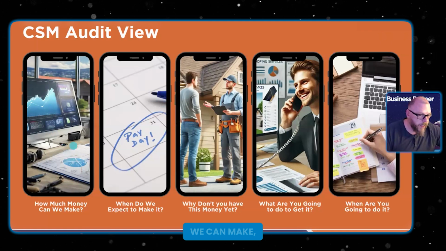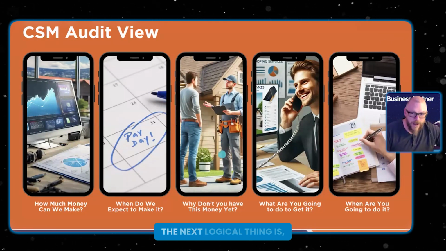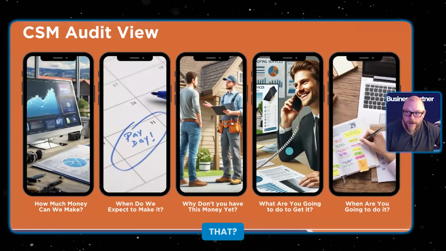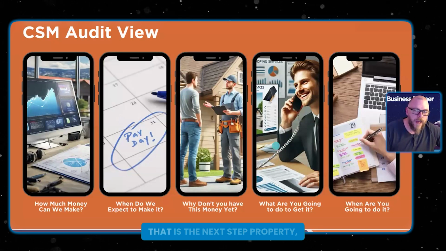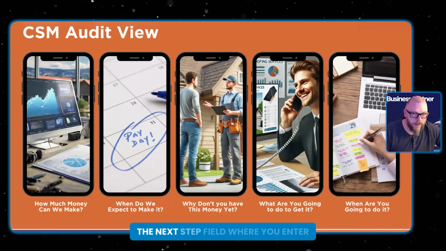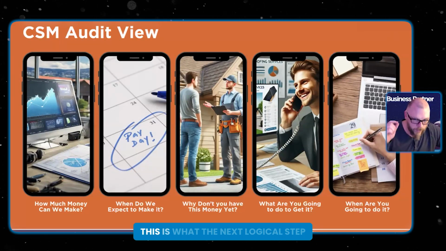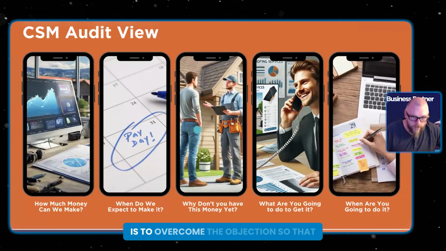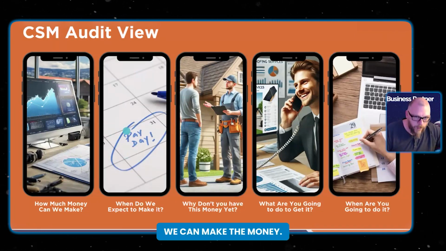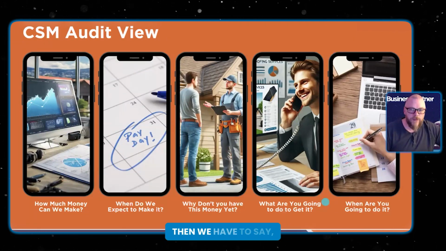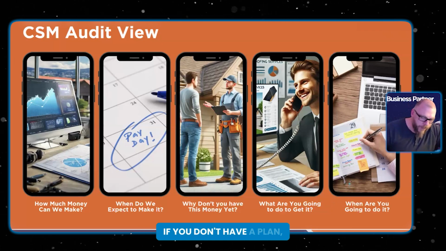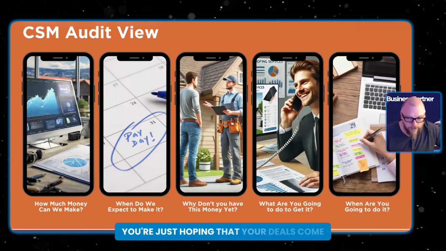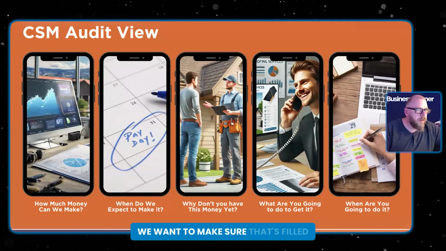Then, if we know how much money we can make, when we can make it, and why we don't have it, the next logical thing is, what are we going to do about that? Like, how are we going to overturn that objection? That is the next step property, the next step field where you enter in your next step. This is what the next logical step is to overcome the objection so that we can make the money when we plan to make it. Then we have to say, well, when are we going to do that? If you don't have a plan, you're on the hope plan. You're just hoping that your deals come through. We want to make sure that's filled out.